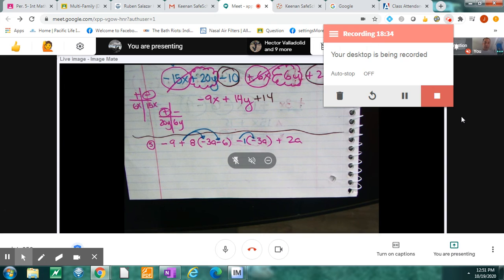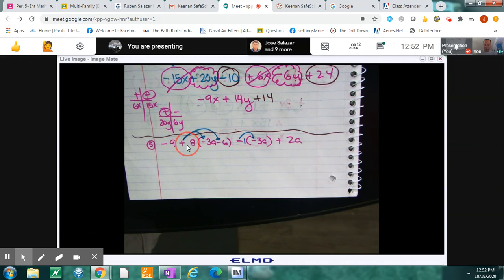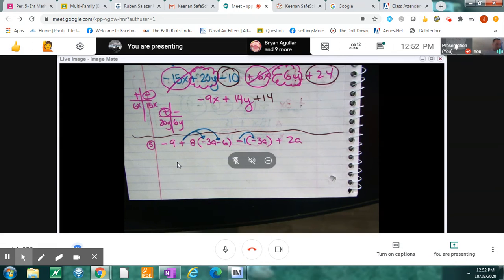All right, so in this problem, as I was mentioning, we got right here negative 9 plus 8 times, we got a parentheses right there. So the distributive property starts with the positive 8. The positive 8 is going to be distributed, meaning it's going to be multiplied with the negative 3 and then with the negative 6. All right, and then here you have a negative. I could put a negative 1, right? So you're going to multiply it with the negative 3a. All right, so now let's go ahead and do the work.